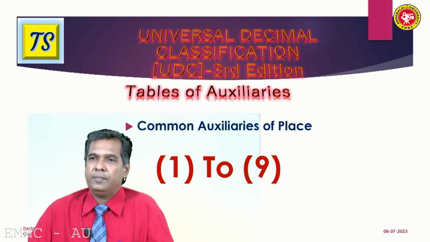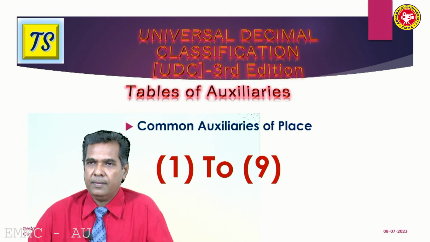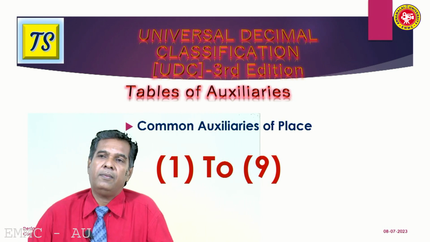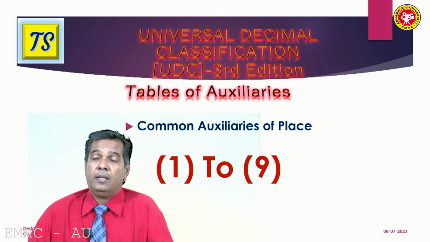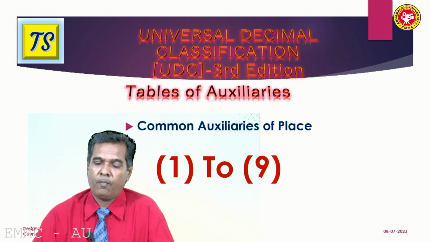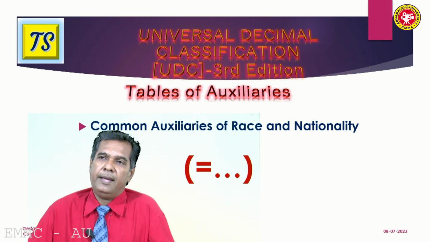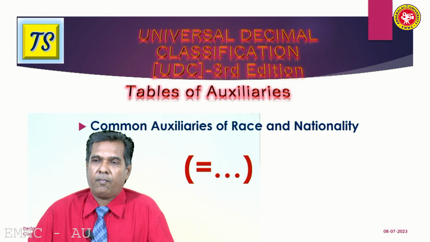This helps to identify the places. The geographical locations can be denoted by 1 to 9. They need to be covered by circular brackets. Like the language isolate, you can find the geographical facets in the Universal Decimal Classification schedule. They help to identify the race and nationality. Wherever it appears, you must use this notation.